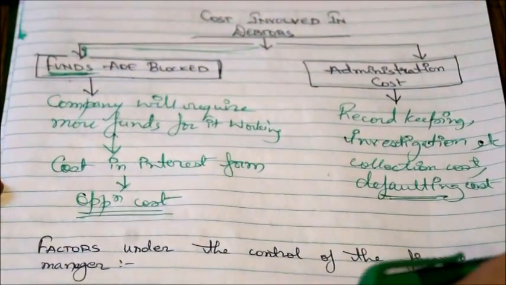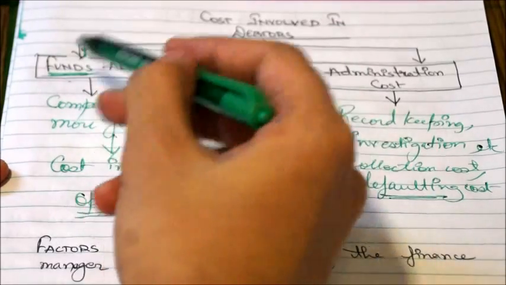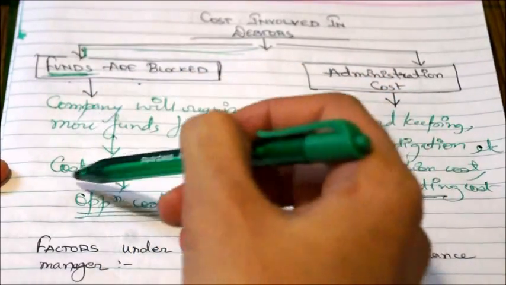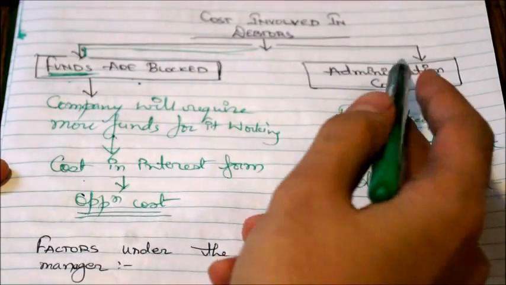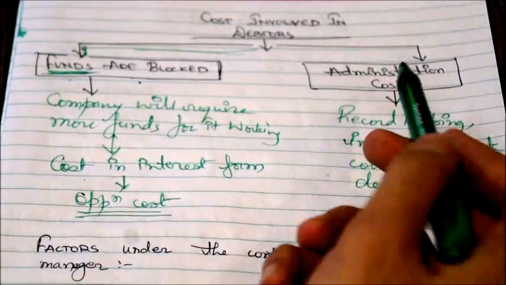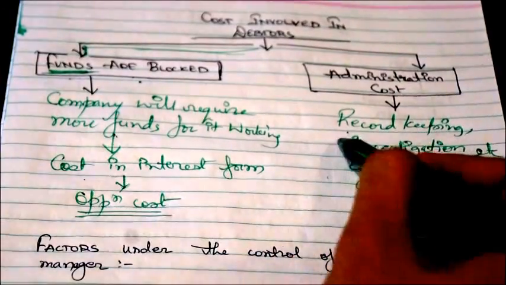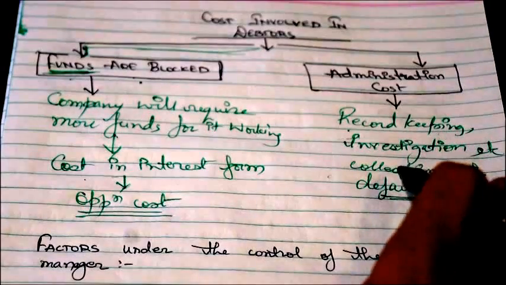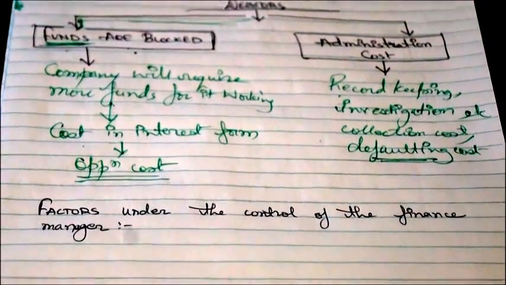So the cost involved in your debtors are of two nature. One, your funds which are blocked, the cost which the funds carry. The cost which the funds carry is nothing but the cost in the interest form or opportunity cost. Secondly, it's the administration cost. The administration cost is a cost which a company bears for its record keeping, its investigation, its credibility finding, collection cost, and also your defaulting cost.